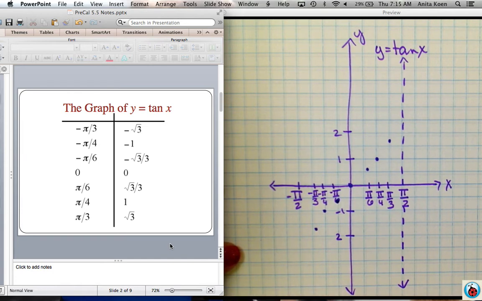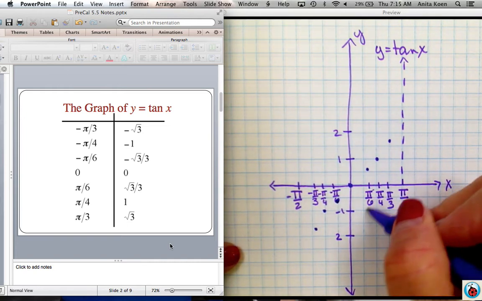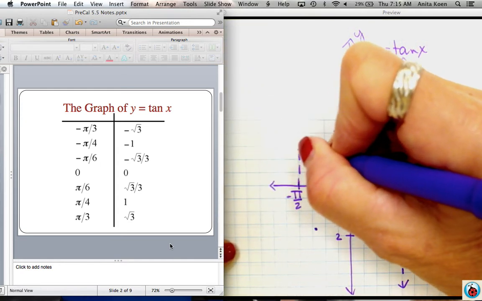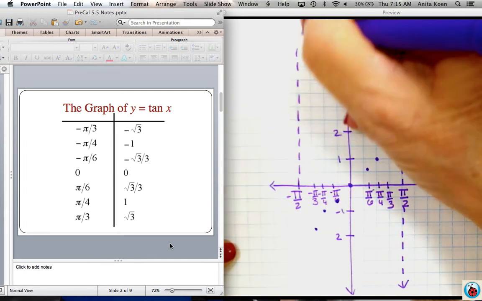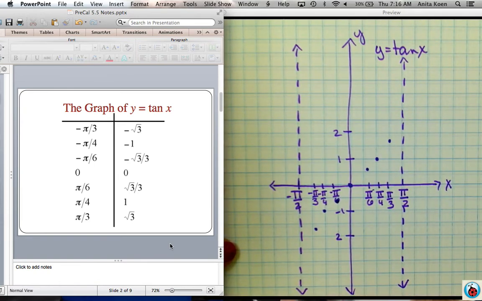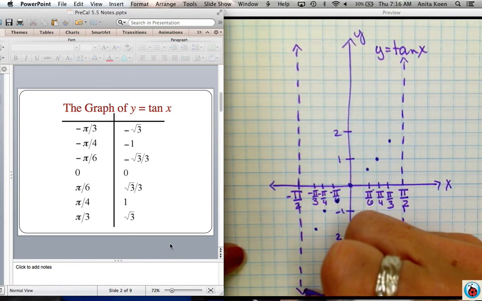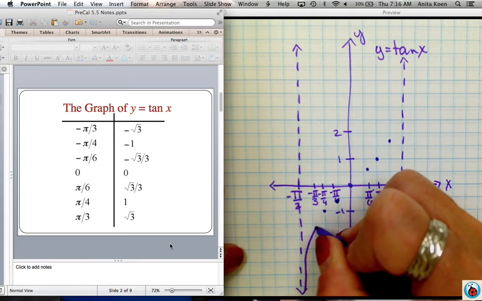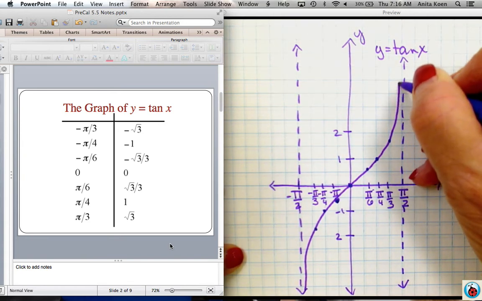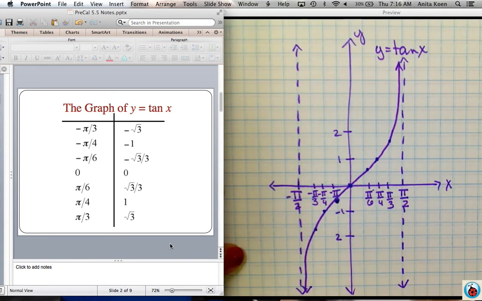Now think about negative pi over 2. That's the quadrantal angle that would divide the third and fourth quadrants. So on the unit circle, the tangent of negative pi over 2 is also undefined because it's the sine, negative 1, divided by 0, which is the cosine. And so I have another asymptote there. And now I can connect these, remembering that the asymptote is the line that this graph approaches but never touches. And so this curve is going to look like this. This is the graph of the tangent of x.